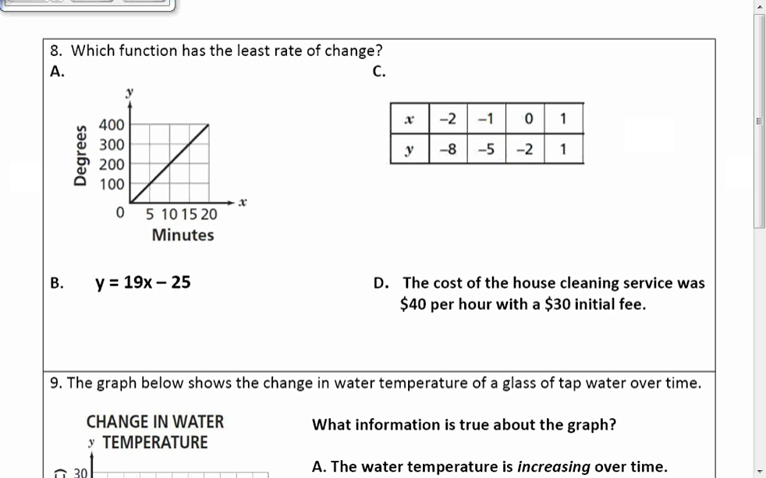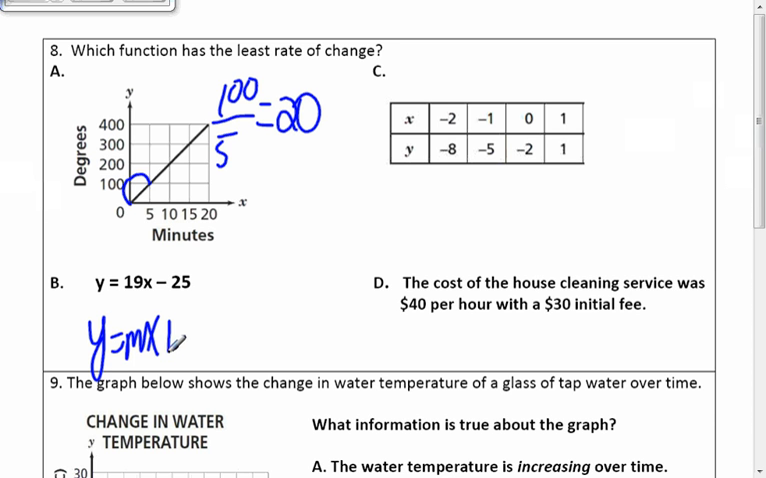Number 8, which function has the least rate of change? So we got to find the rate of change of each. We can do rise over run for the first one because it's a graph. Up 100 over 5. 100 over 5 equals 20. For B, it's the number in front of the x because we're in slope intercept form, so m equals 19.